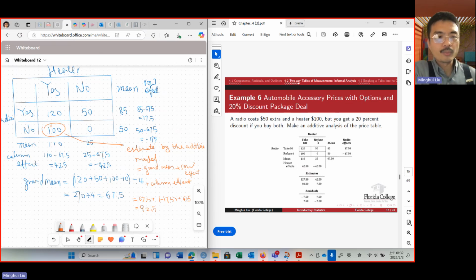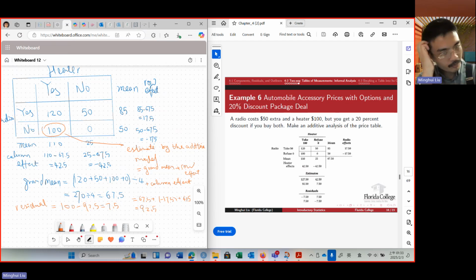That's not the same thing as the real reality, which is normal because after all, we're only estimating this using the additive model. I'm not saying this data set follows the additive model. Actually, it doesn't because of the 20% discount. So we can calculate the residual. The residual is given by a subtraction of the actual number, which is 100, minus 92.5. In this case, it is equal to 7.5. So what the 7.5 tells you is that in reality, the price is $7.5 higher than what this model predicts.